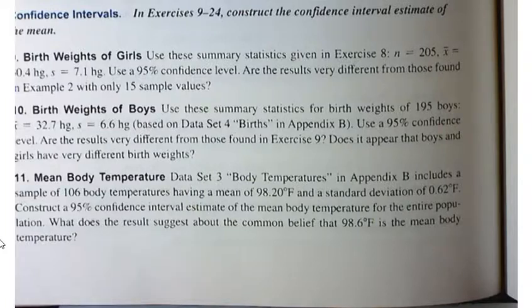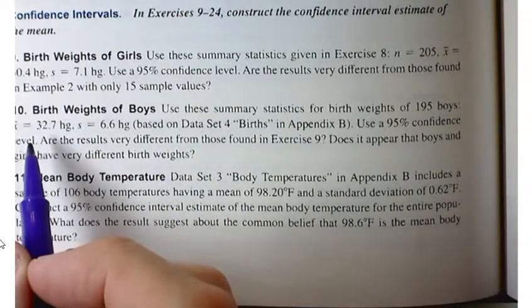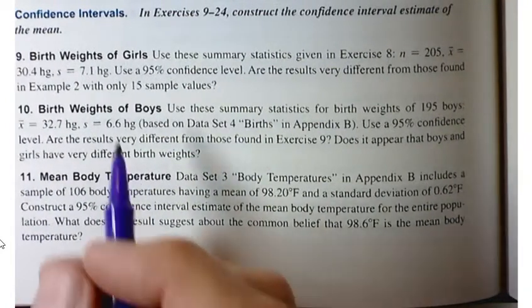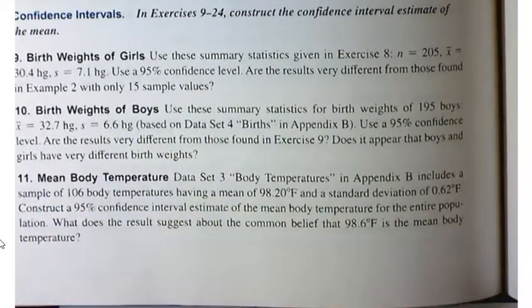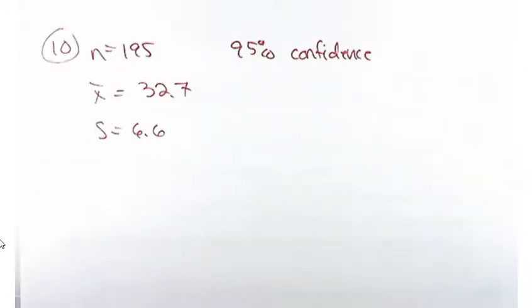We've got 195 boys. X bar is 32.7. Standard deviation is 6.6. And we want to find a 95% confidence interval. So let me just replace that with this. These are our summary statistics.